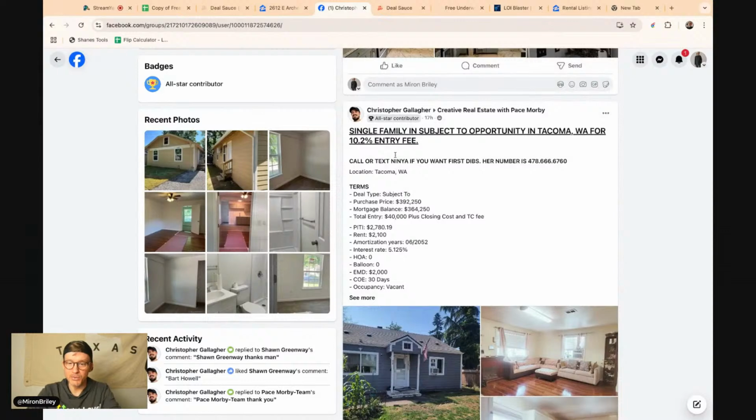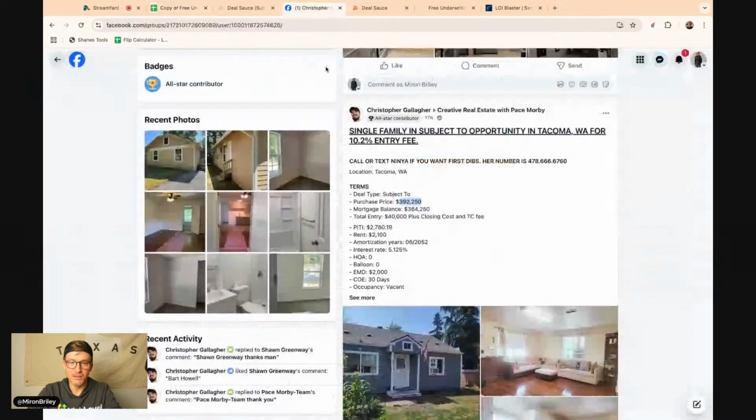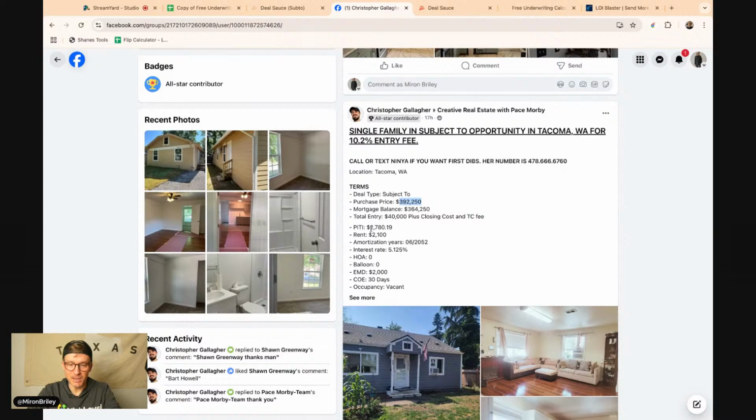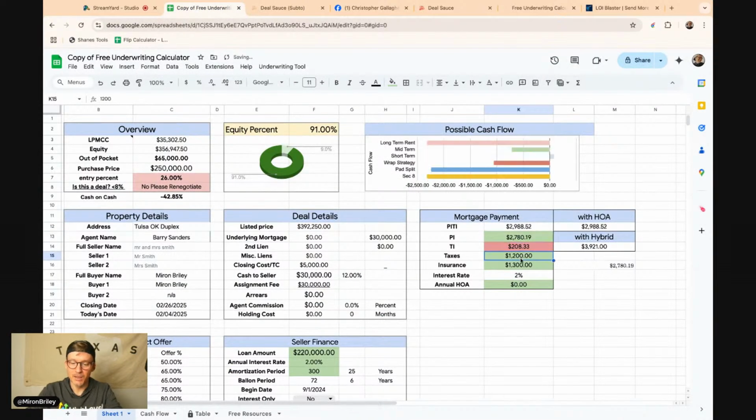Okay, here's the sub 2. 10% entry fee. Purchase price $392. So we're gonna redo this. We're gonna do a sub 2. Okay, I'm gonna get rid of this. I'm gonna get rid of that. Total entry 40 plus closing and TC. So the PITI is 27.80 and 19 cents. So I could just put this right here. I'll break this down.